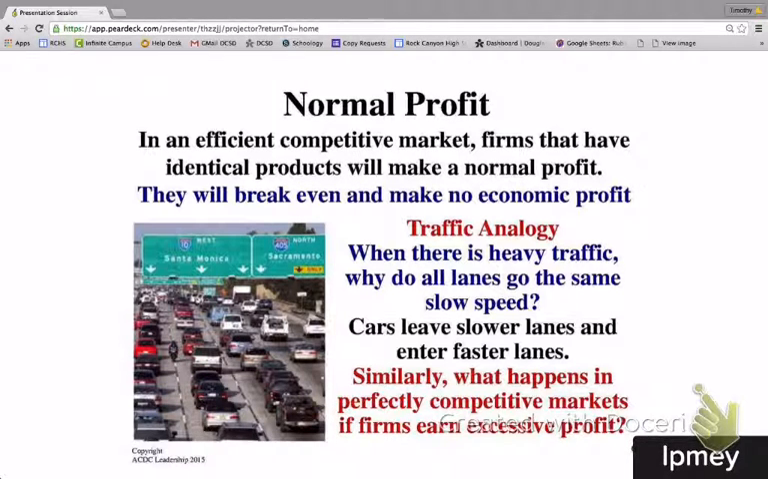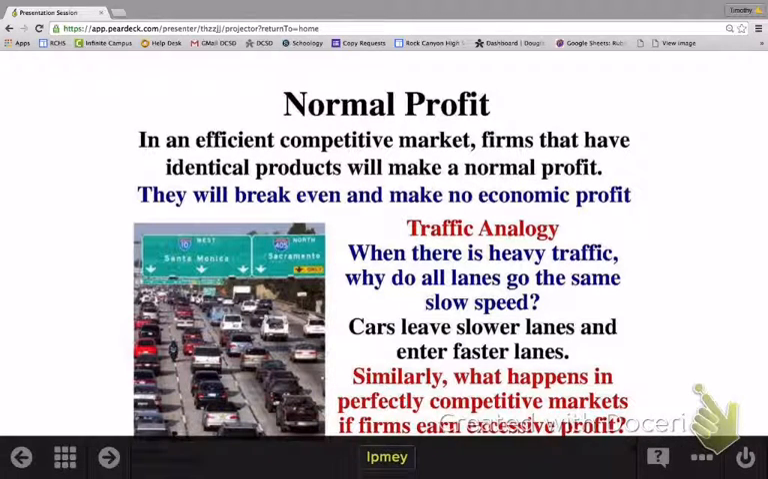And so all the lanes end up going about the same speed, because if you have 2 lanes that are slow and 1 lane that's fast, people in the slow lanes are going to switch to the fast lanes, and now they will get slower. And so eventually all the lanes are going about the same speed. Well, in a similar way, this is what happens in perfectly competitive markets if firms earn positive economic profit.